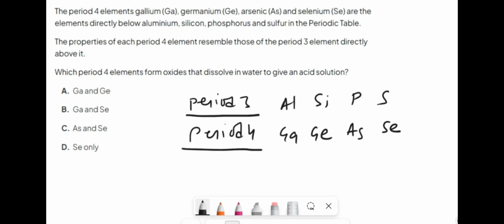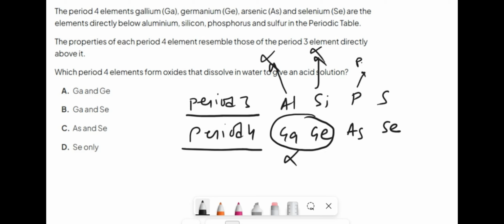So we can compare the properties with respect to the period 3 elements. We know that aluminium oxide does not dissolve in water. Similarly, silicon dioxide does not dissolve in water. That means gallium and germanium oxides will also have similar properties and they won't dissolve in water. So these cannot be an answer.